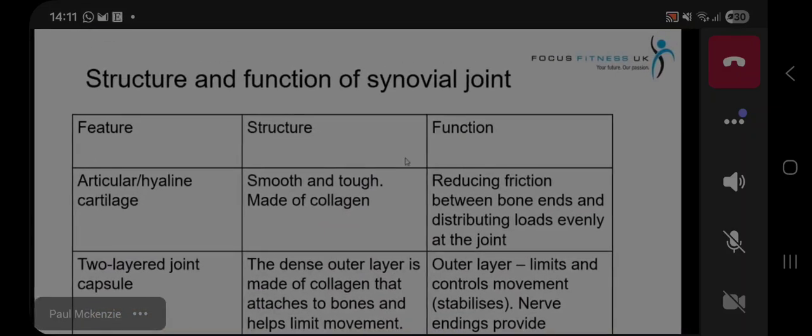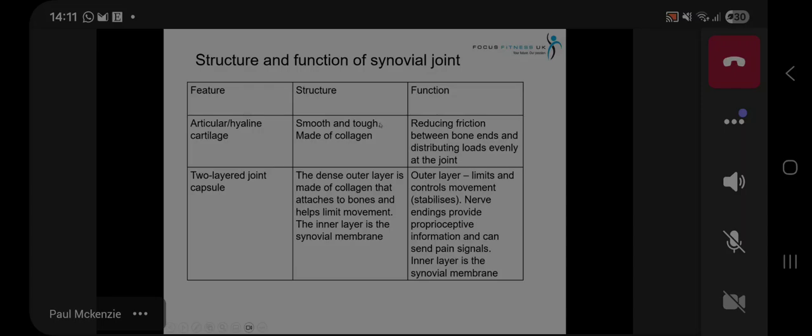Okay. So we have a tabular version that outlines the structure and function of your synovial joints with three columns: the feature, the structure, and the function. Okay. So the hyaline cartilage is smooth and tough, made of collagen, and its function is to reduce friction between one bone and another. We have the joint capsule, which has two layers. The outer layer is made of collagen that attaches bone to bone, and it works alongside the ligament. And then you have the inner layer, which is the part that is going to form your synovial membrane. Okay? So the outer layer limits and controls the movement along with the ligaments.